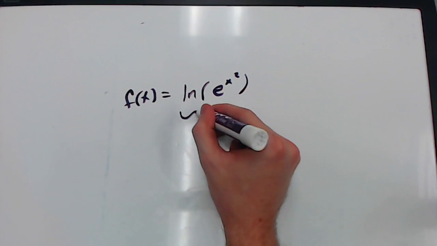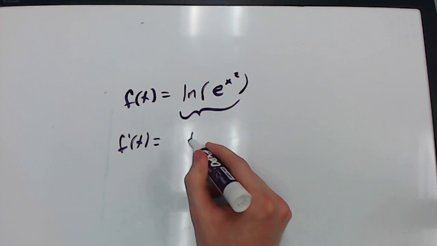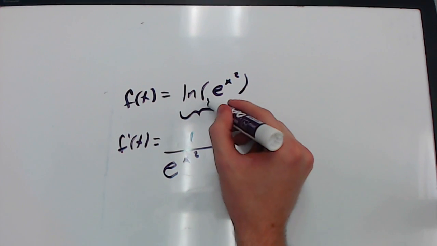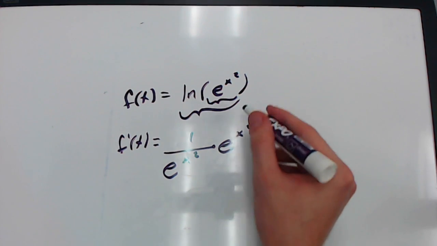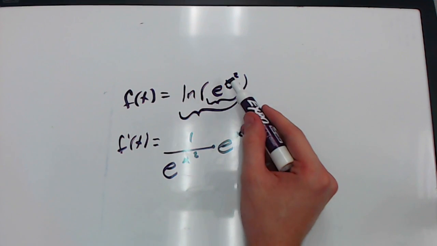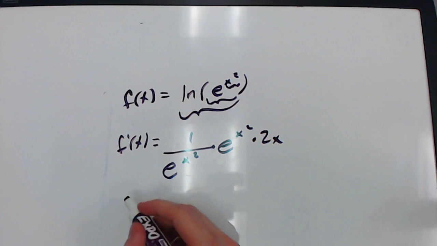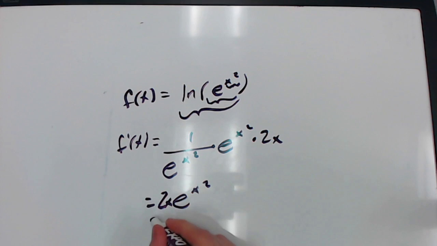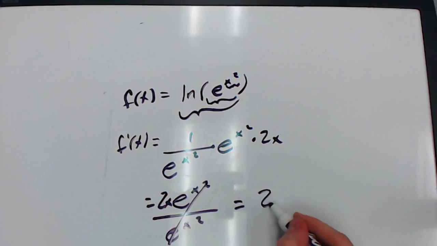So we're going to do the outside, which will be 1 over e to the x squared, multiplied by the derivative of the inside, which would be e to the x squared multiplied by the derivative of our inside. If it was e to the x, we would have stopped there, but because we have something other than x, we're going to have to multiply by 2x. So then we'll have e to the x squared times 2x all over e to the x squared. Naturally, our e to the x squareds can cancel, and we're left with 2x.